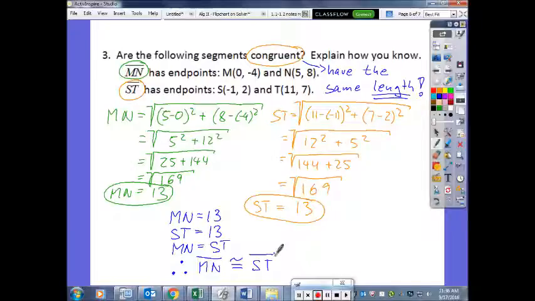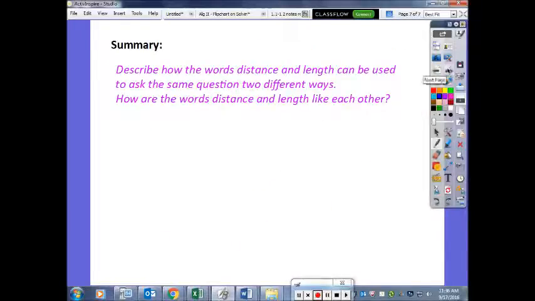Very good, you guys. Now I want you, for your summary, to describe how the words distance and length can be used to ask the same question in two different ways. Or you can also think about it, how are the words distance and length like each other? Have fun, and I will see you in class.